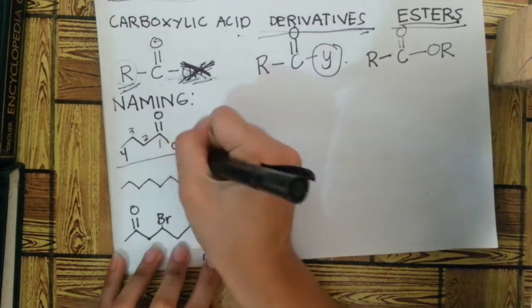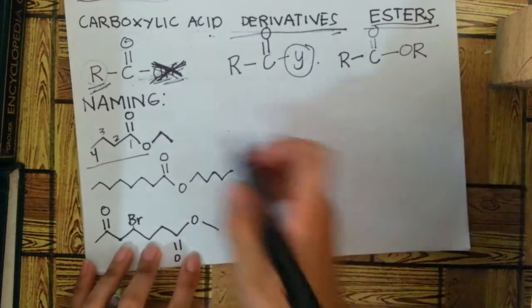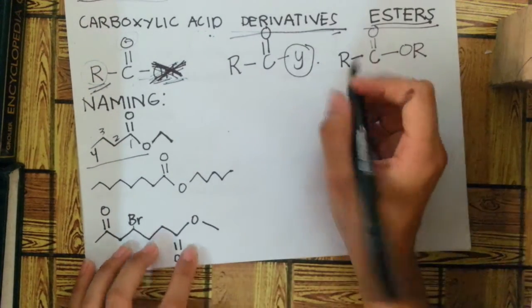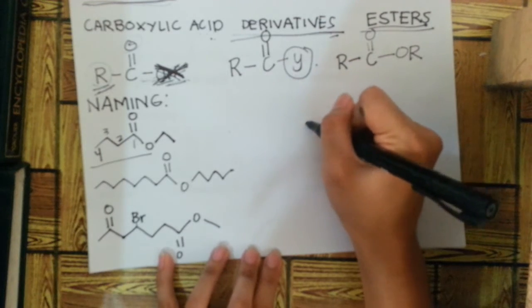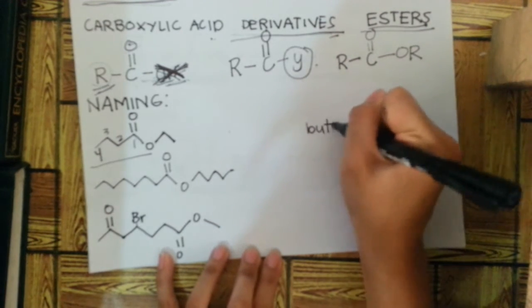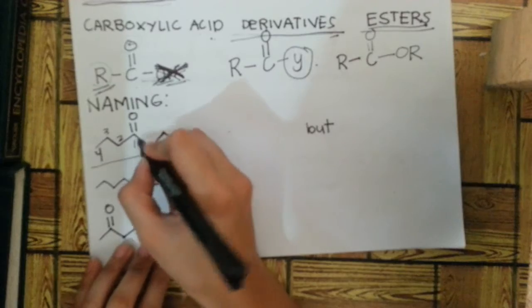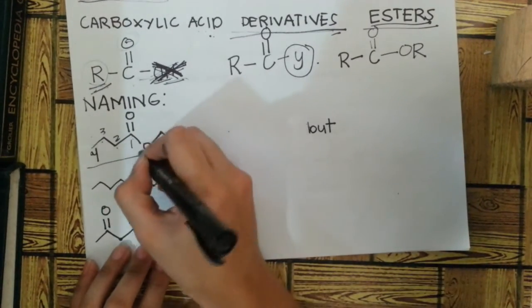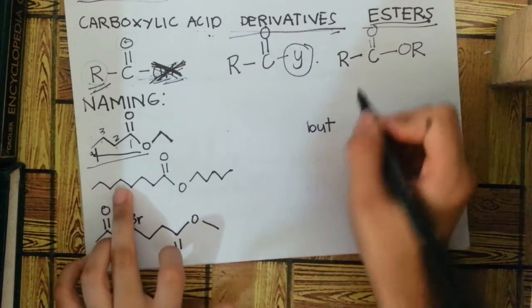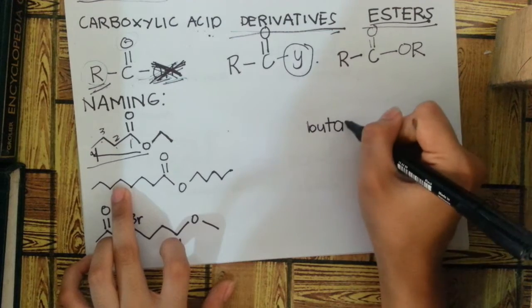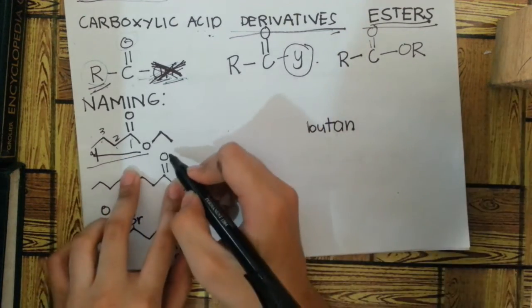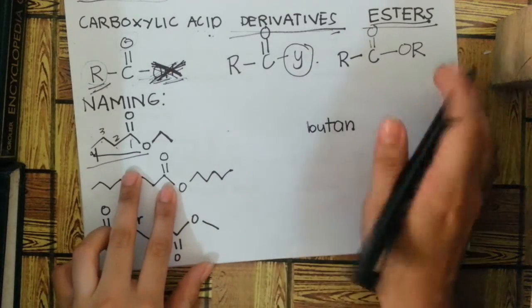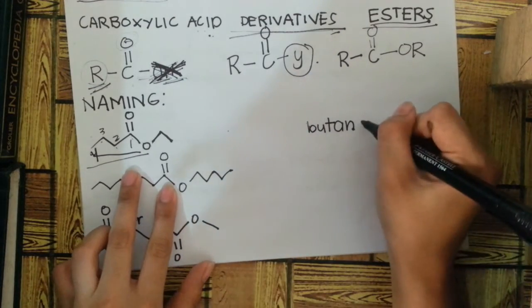So in this case, we have 4 carbon atoms, which pertains to but-. And take account that there is only a single bond present in this particular parent chain, so we will name that butane. And since there is a presence of ester in this particular structural formula, we name that as butanoate.